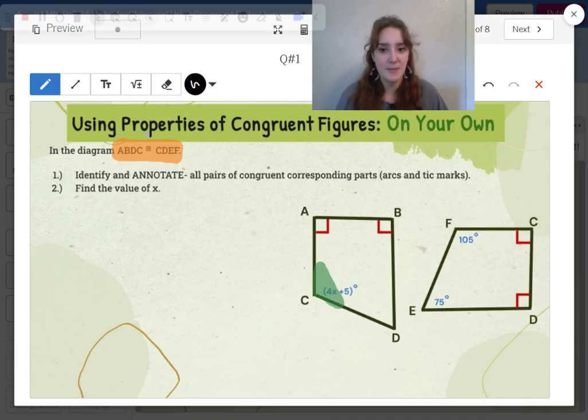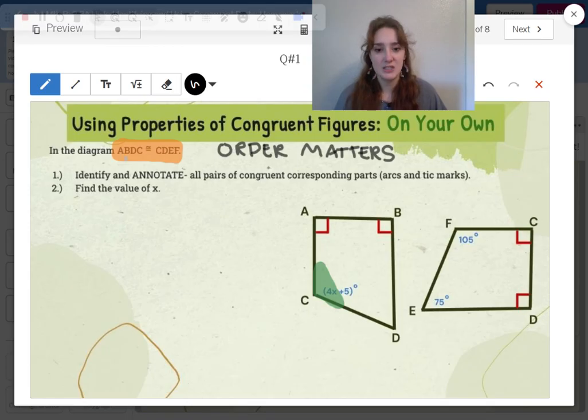It might be helpful to come back to this surprise information, some helpful information. Remember, we talked about in class that the order matters. Order matters. The order is very, very important. So A matches with C from the other triangle, or other figure. B matches with D. D matches with E. C matches with F.